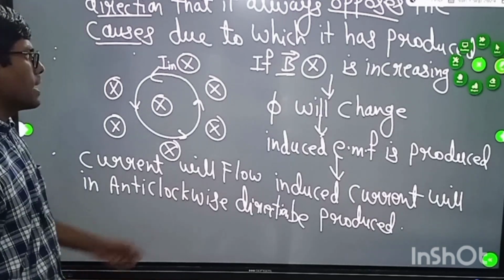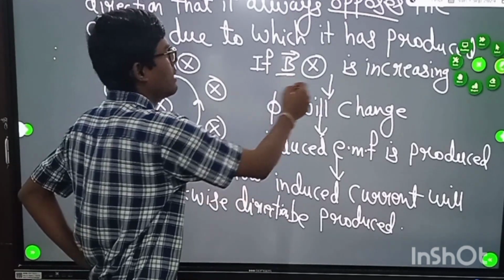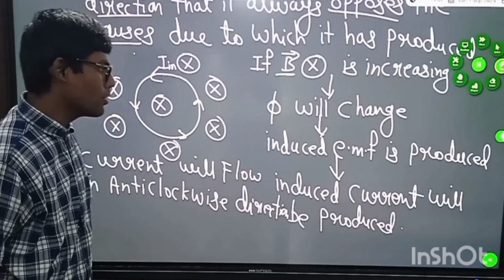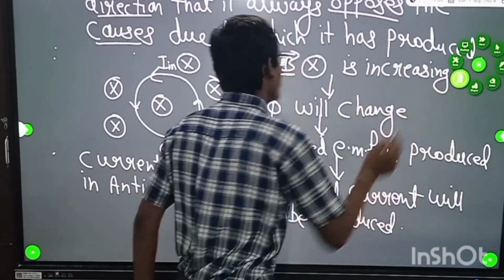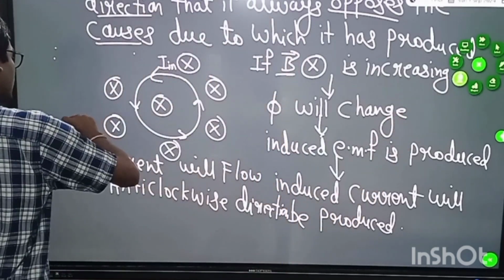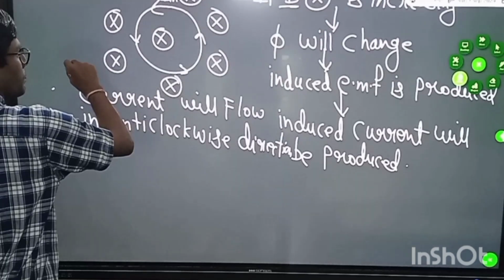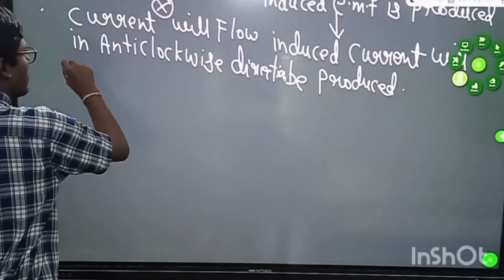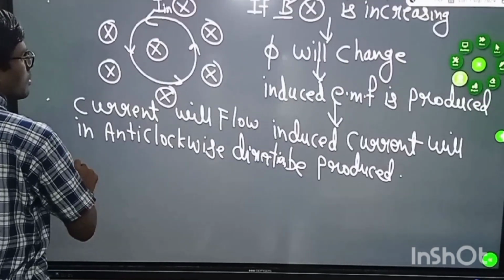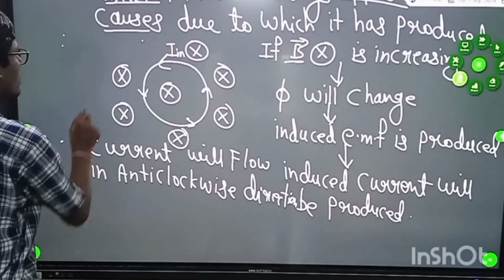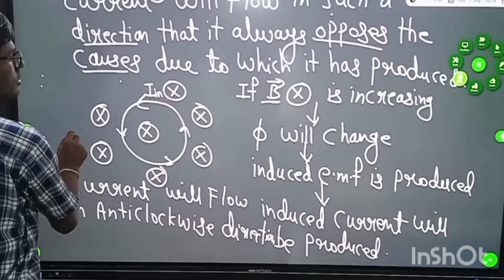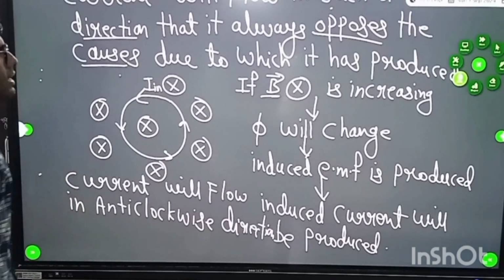Okay, now what will happen if this magnetic field is decreasing? That I am going to explain. If this external magnetic field is decreasing, you see, you can copy and write.